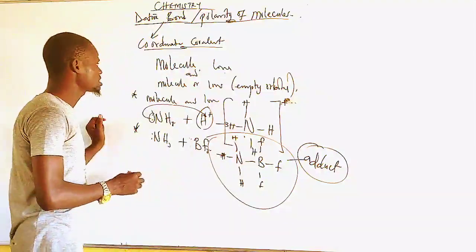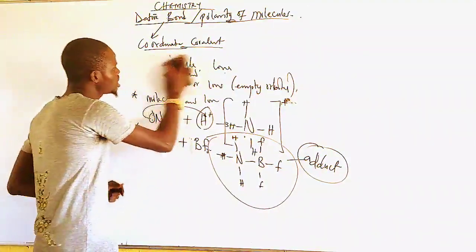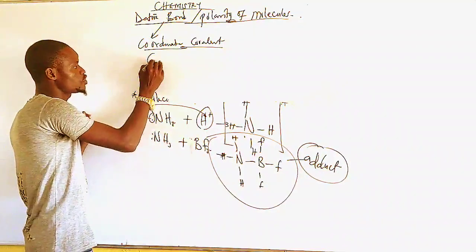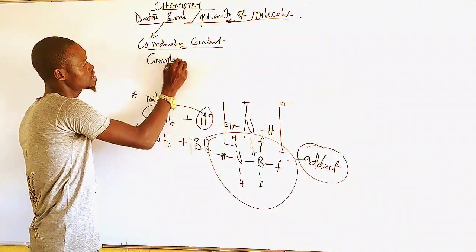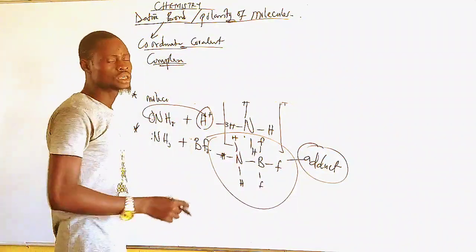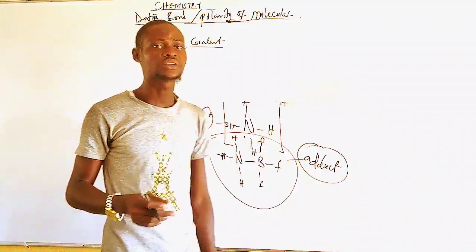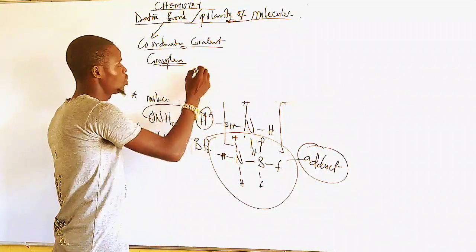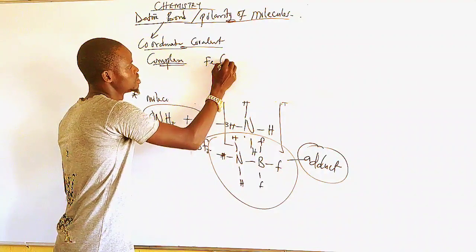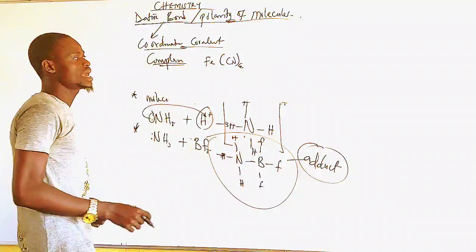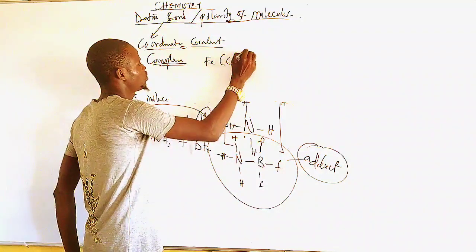And another third thing is that this kind of bonding can also exist in the formation of complex ions. It is the bonding that exists in the formation of a complex ion. Let's take a look at hexacyanoferrate(II), Fe(CN)6 4-.